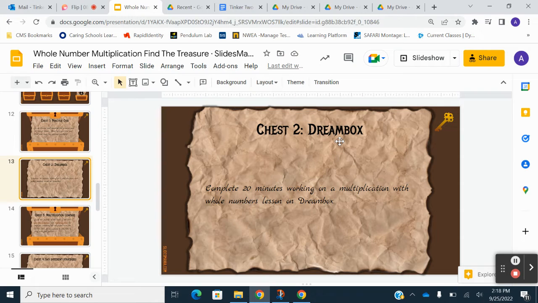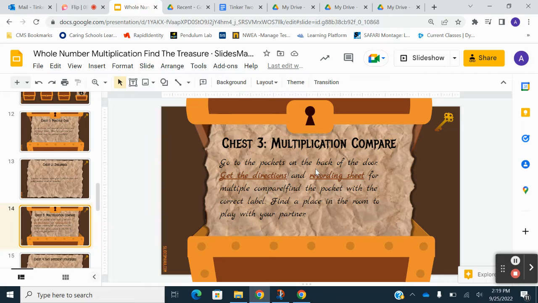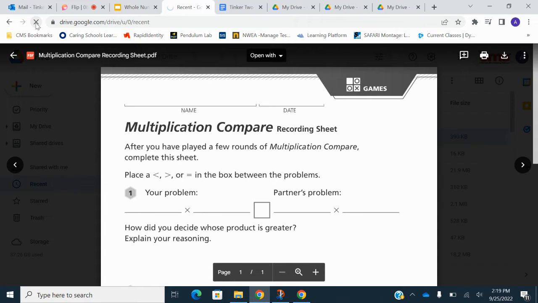The next chest I have is Dreambox for them to do 20 minutes, and I made sure that they knew to do it with multiplication with whole numbers to practice what we're doing. The next chest is a game called Multiplication Compare. So I'm going to show you the recording sheet for this, if it decides it's going to work for me.